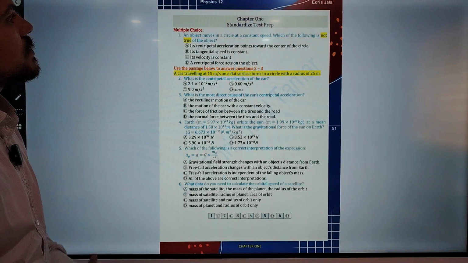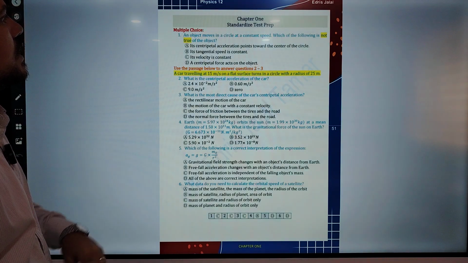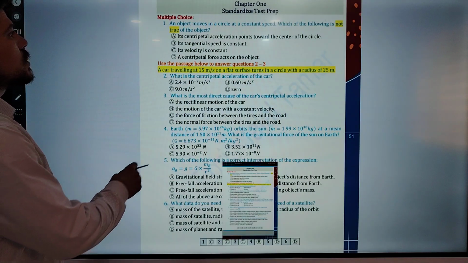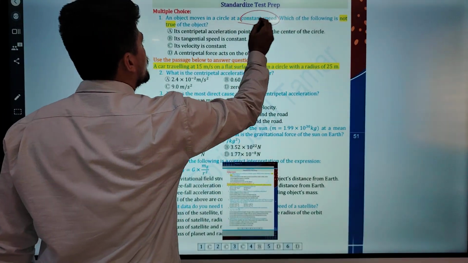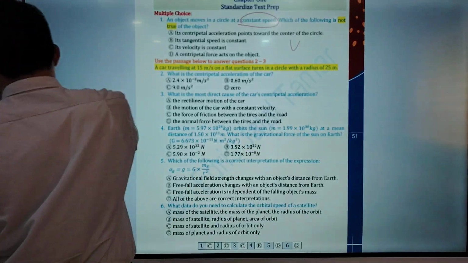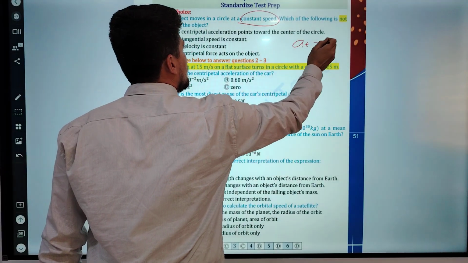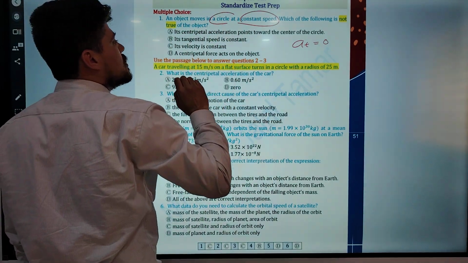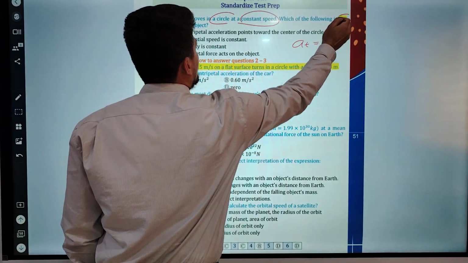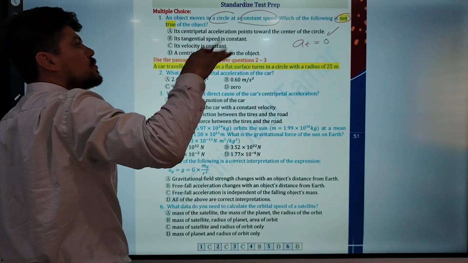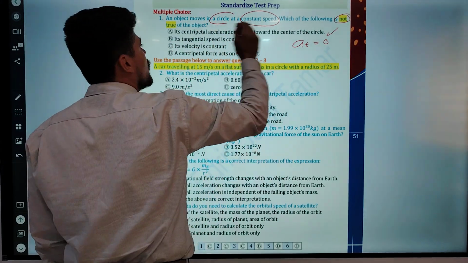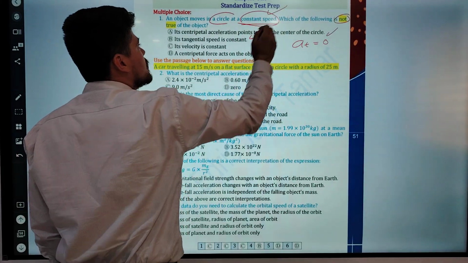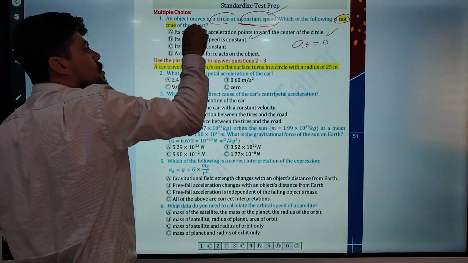Chapter 1, standardized test prep. An object moves in a circle at a constant speed. Which of the following is not true? Constant speed, be careful. For constant speed in a circular path, centripetal acceleration points toward the center of the circle, yes, but the question says which one is not true. We have to look for the not true, the wrong one. Is A wrong? No. Is tangential speed constant? Yes, the tangential speed is constant. We have to choose the wrong one, be careful.